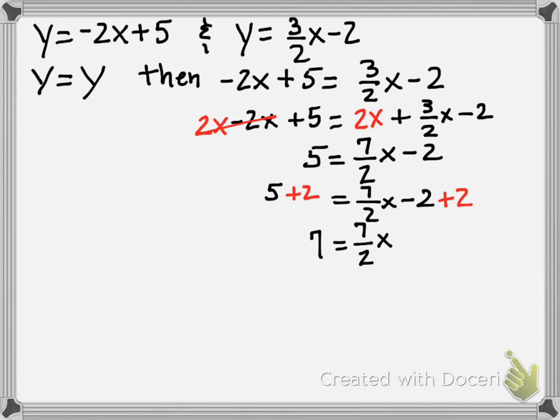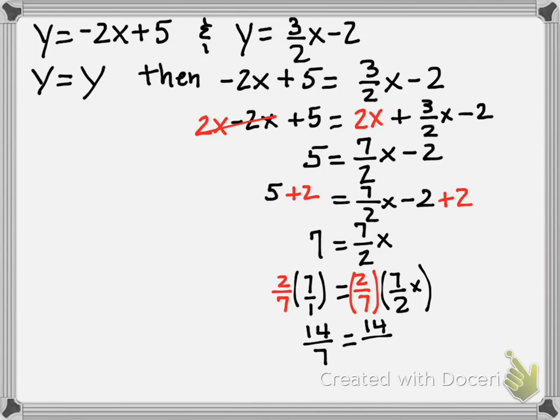Ladies and gentlemen, to get x by itself at this point, I must multiply by the reciprocal of 7 over 2, which is 2 over 7. I multiply both sides by 2 over 7, and I obtain 14 over 7 equals 14 over 14 x. Hence, x equals 2. Ladies and gentlemen, that's just x equals 2. We are not finished at this point. Now we want to find y.